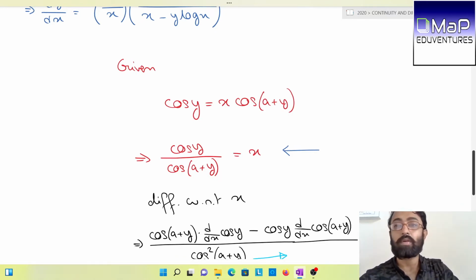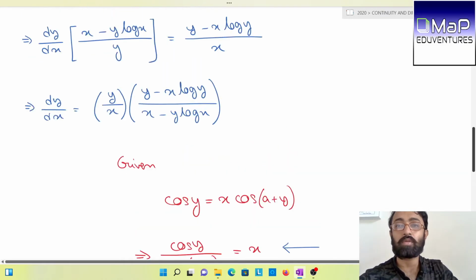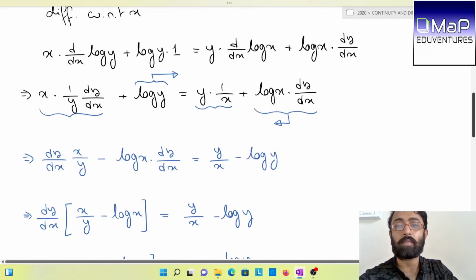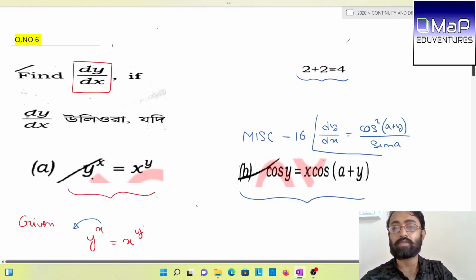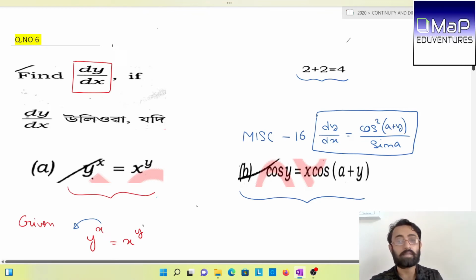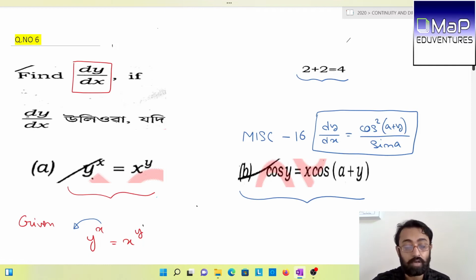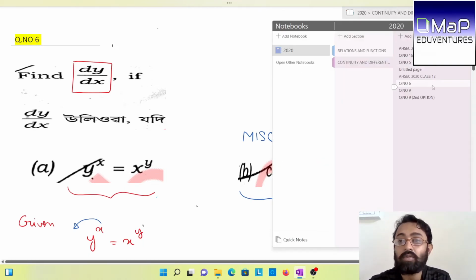Why? Because the required to prove, from the exercise we know, is dy/dx equals cos²(a + y) by sin a. Since we need cos square, I have taken cos square in the denominator. So on differentiating, the square comes out directly. Alright, let us go to our next question.